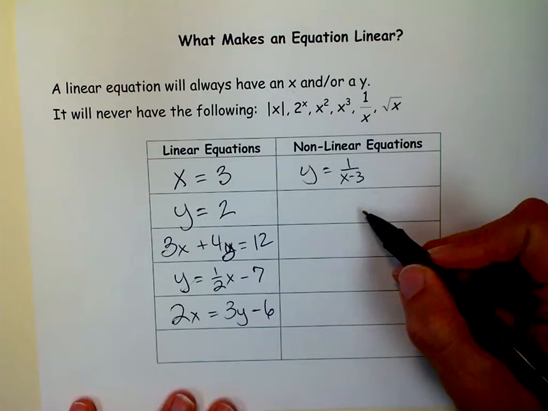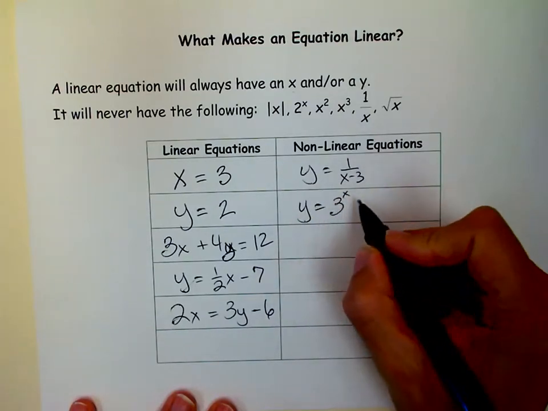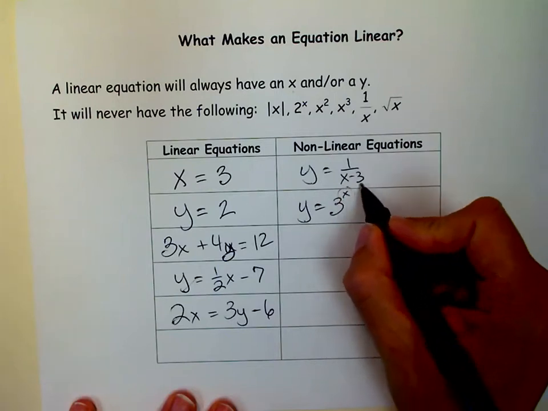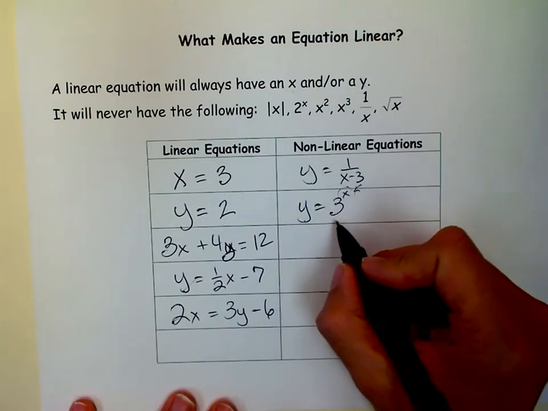Neither can you have something like y equals 3 to the x, where you still have a y and an x, but the x is the exponent. You can't have that either for a linear equation. This is an exponential equation.